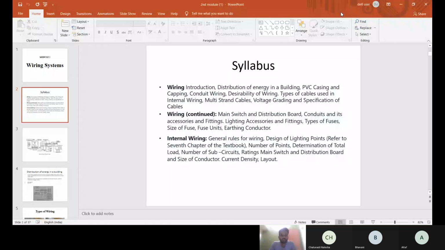So we will continue from this, and after completion of this part we shall see wiring part 2 and internal wiring. Okay.